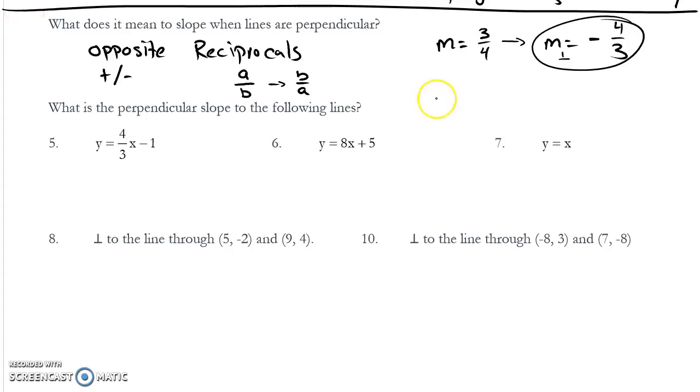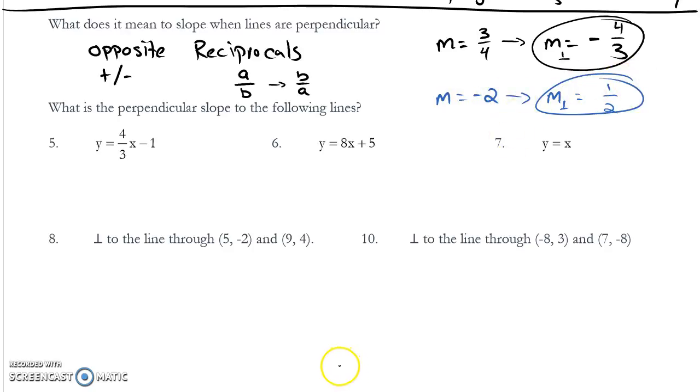Okay. Similar, if I told you you had a slope of, say, negative 2, you would have to find the perpendicular slope to that. This is negative. Perpendicular is the opposite. That means it would be positive. 2 is really a fraction of 2 over 1. Therefore, the perpendicular slope would be 1 over 2. Again, negative, positive, 2 over 1, 1 over 2.